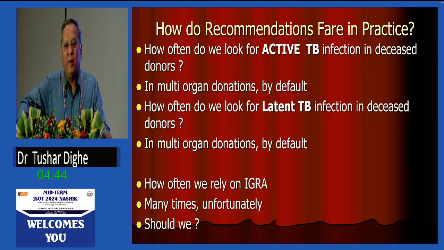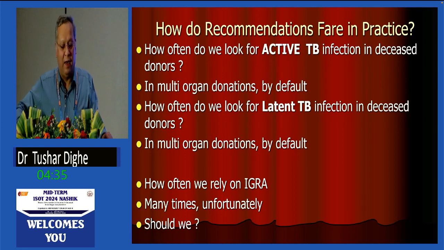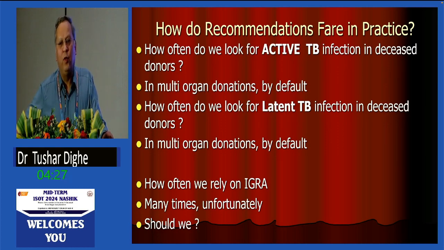So how do these recommendations fare in practice? How often do you look for active TB in deceased donation? When we have multi-organ donation, especially lung and heart, we will do everything and we'll look for latent tuberculosis. By default, we'll do these tests. How often do you rely on IGRAs? We rely on them many times, but should we? We really do not know.